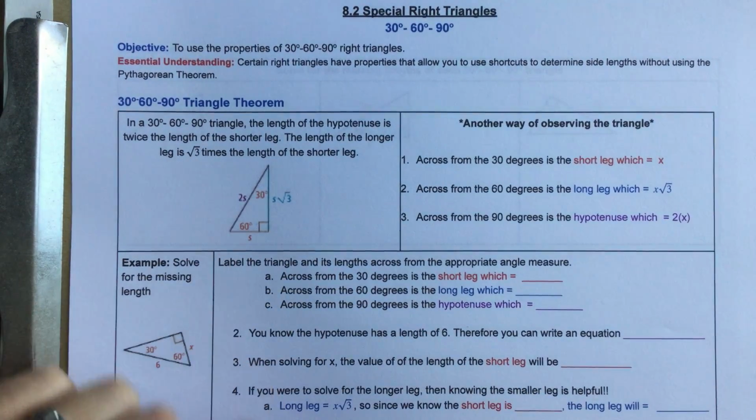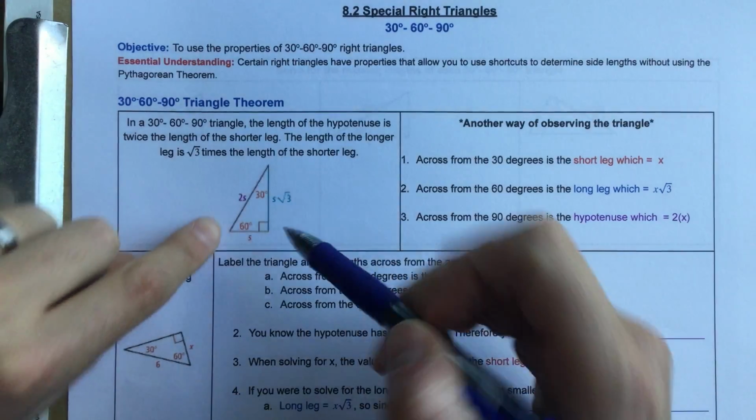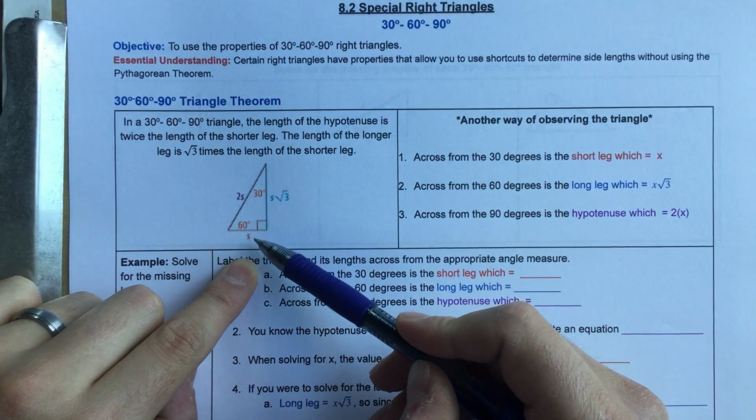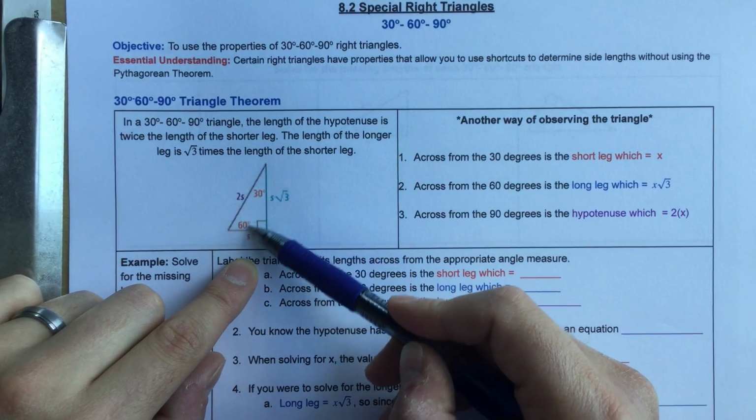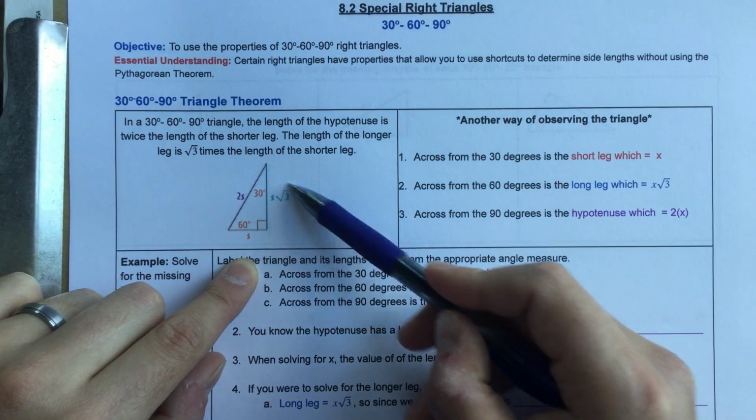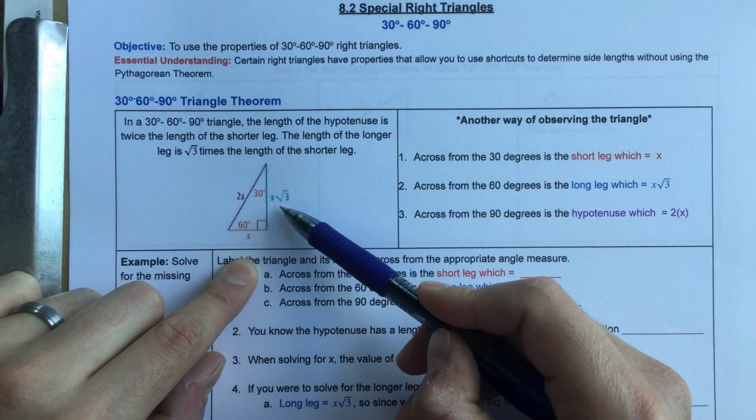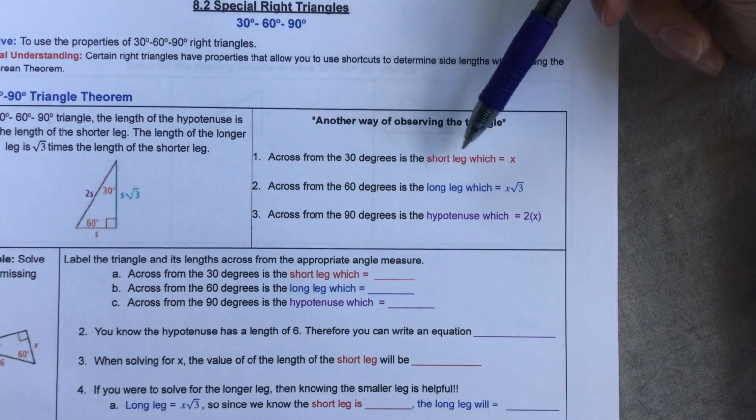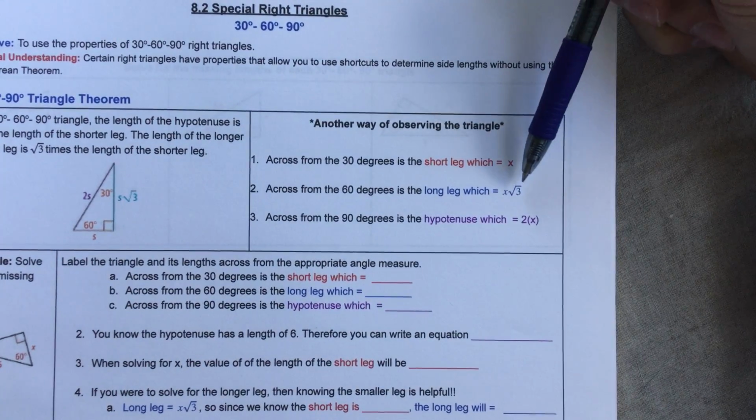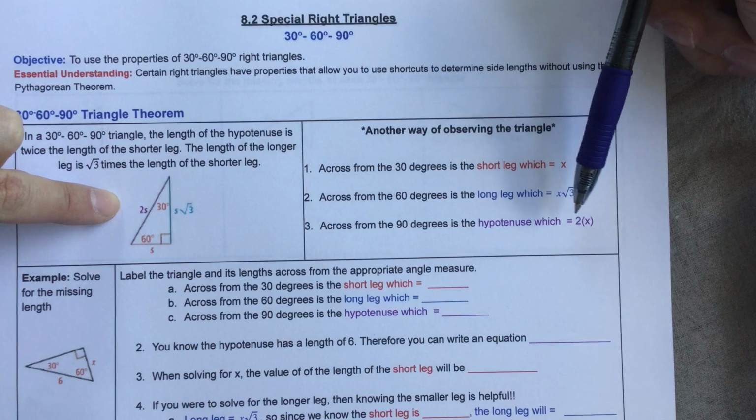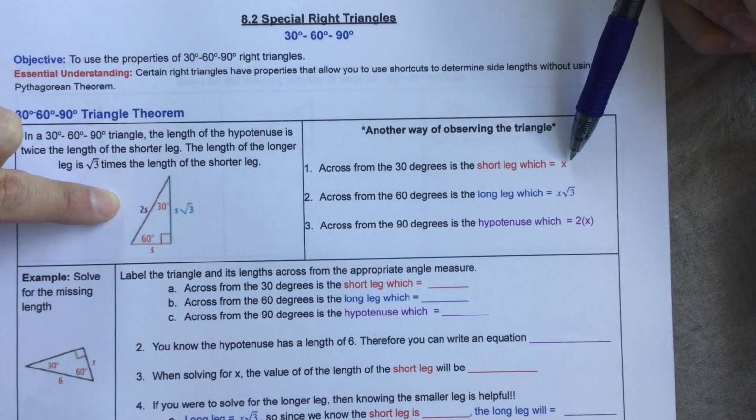In this 30, 60, 90 degree triangle, the length of the hypotenuse, or the one across from the 90 degree angle, is twice the length of the shorter leg. That shorter leg is always across from the 30 degree angle. And then the long leg is always that shorter length times the square root of 3. So that's just another way of observing it: the short leg is some value, the long leg is that value times the square root of 3, and the hypotenuse, across from the 90 degree angle, is always 2 times that short leg.